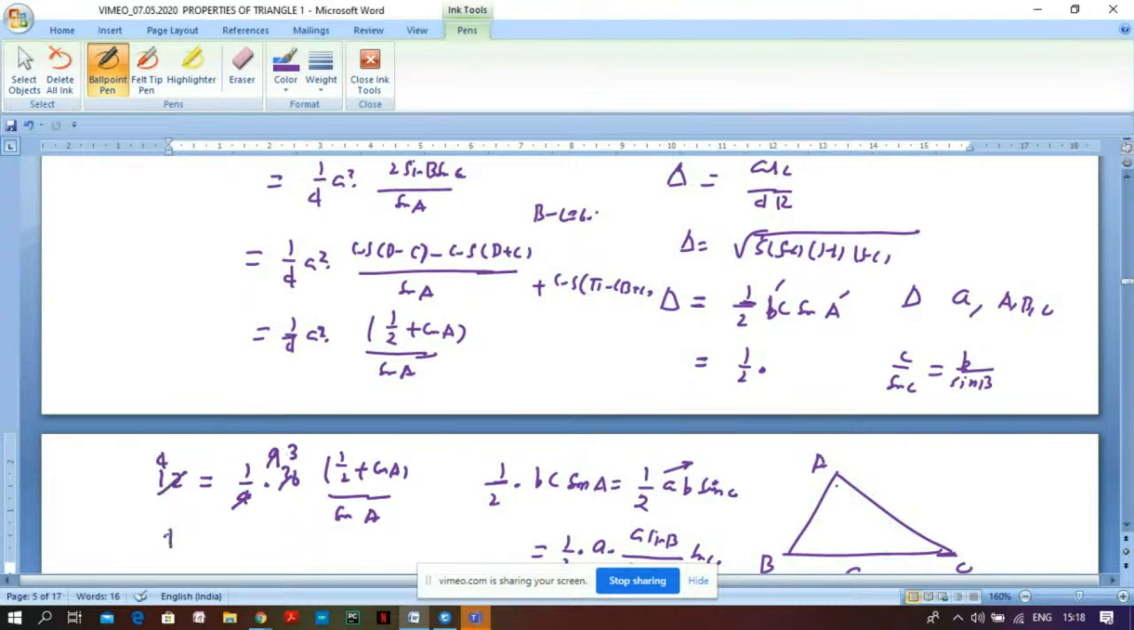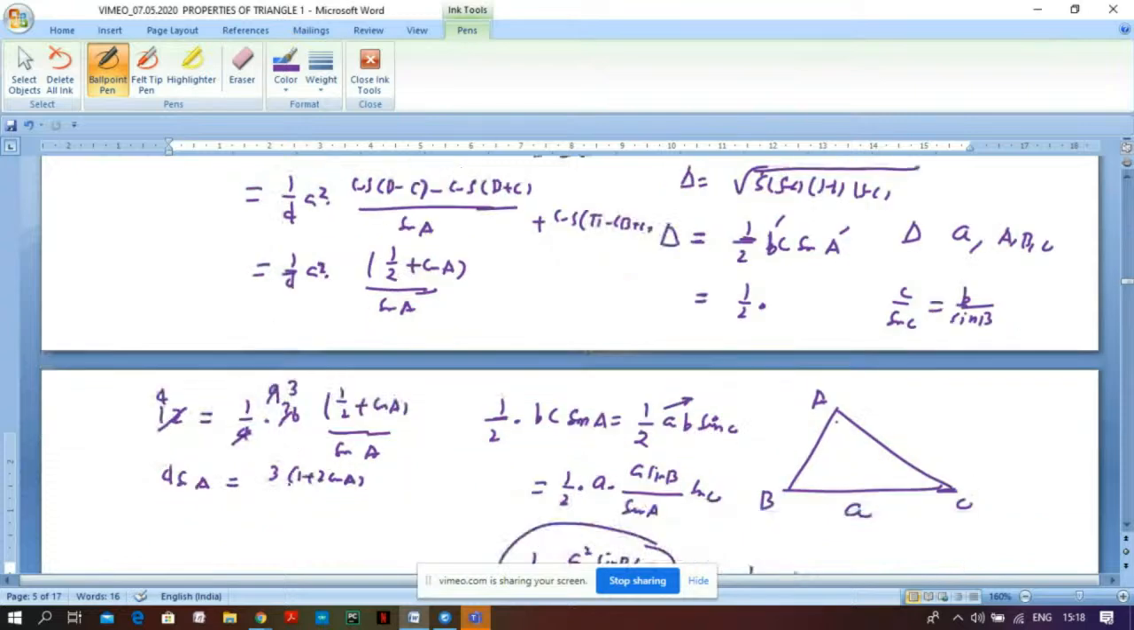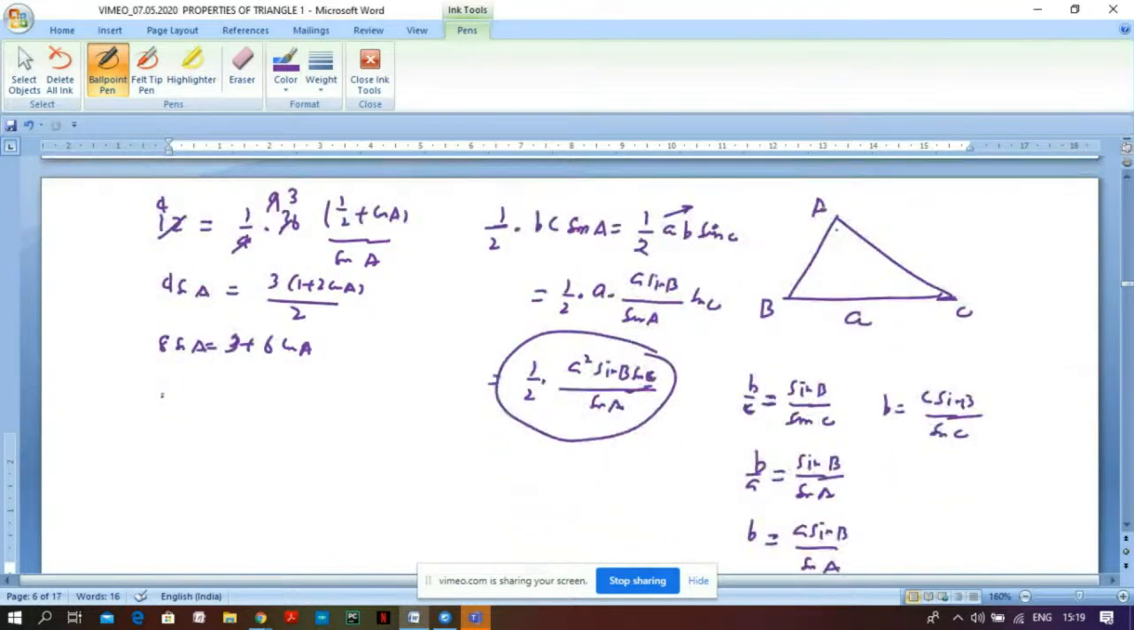So I am getting 4 sine A is 3 times (1 + 2 cos A) divided by 2. That is 8 sine A is 3 + 6 cos A. And we are done because we got 8 sine A − 6 cos A = 3. Such an A satisfying this must satisfy some equation, and this was to be found out: 8 sine A − 6 cos A = 3. So this is what we got.